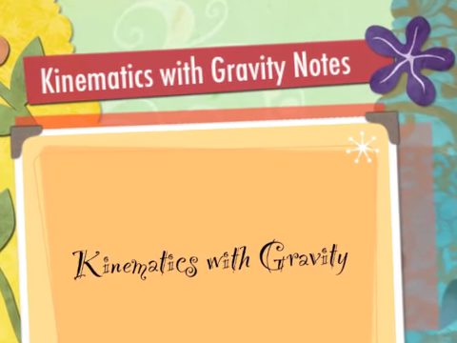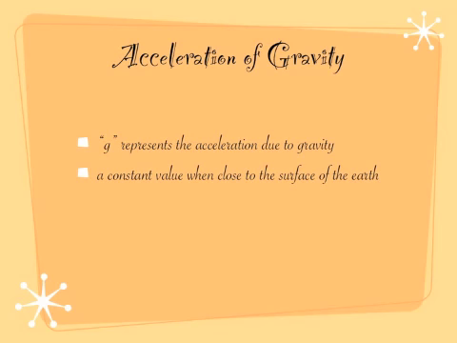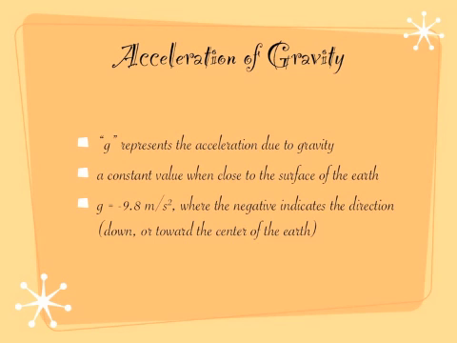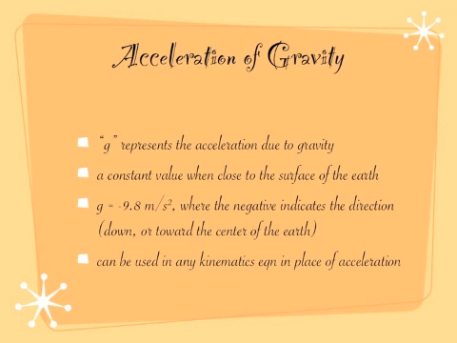Kinematics, now including gravity. So what changes? Well, now we have acceleration being provided by gravity. The acceleration due to gravity is represented as a lowercase g. It is a constant value when close to the surface of the Earth, and it is negative 9.8 meters per second squared, where the negative indicates the direction, which would be down or toward the center of the Earth.